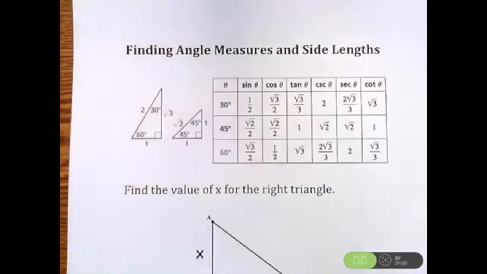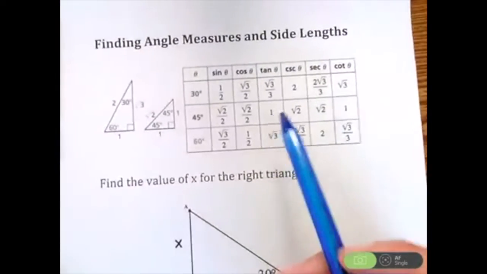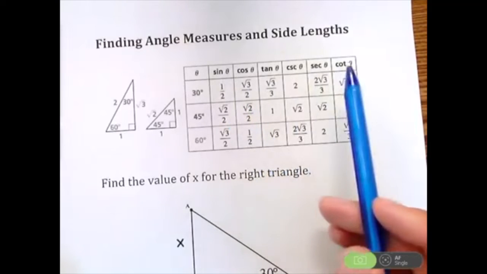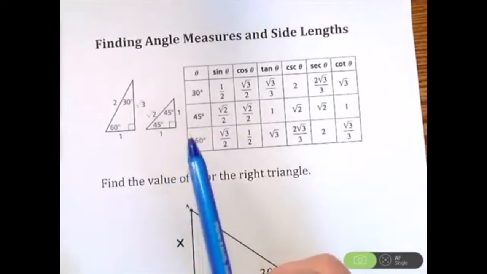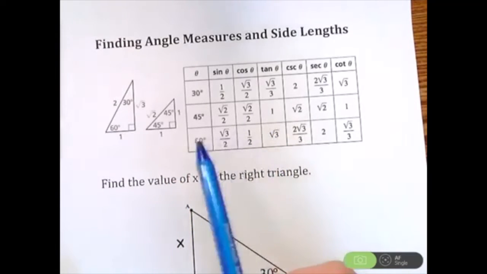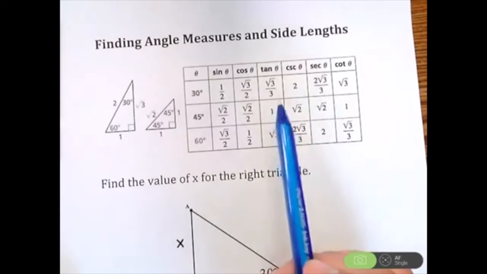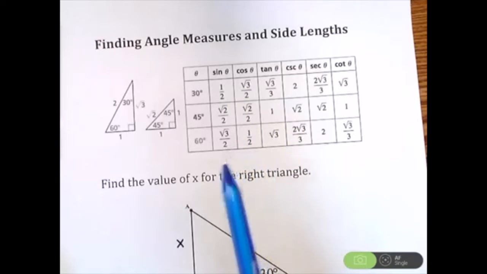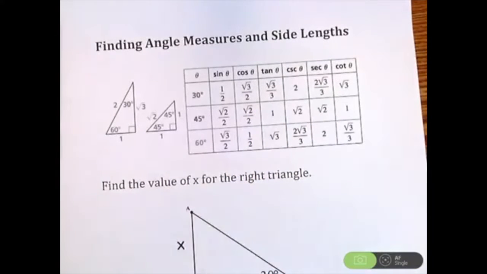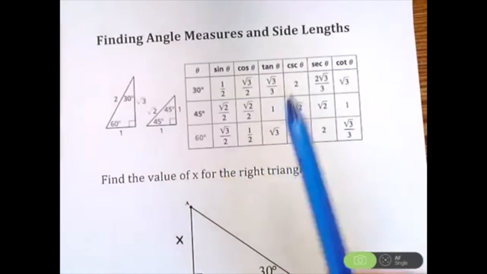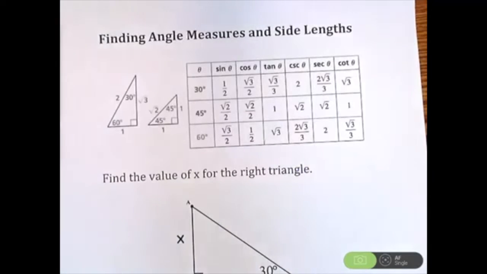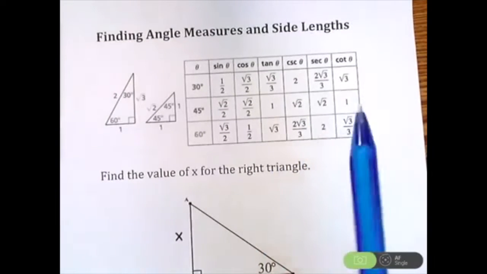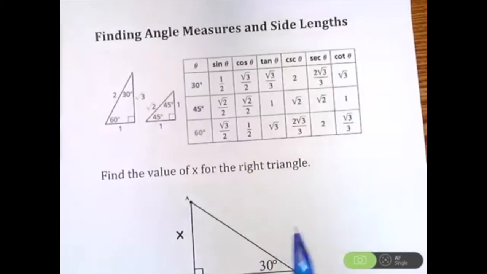And what we did in class is we filled in this table, which has all 6 trig functions for a 30-degree angle, a 45-degree angle, and a 60-degree angle. Not only did we figure out all 6, but some of these we simplified or rationalized the denominator, whatever we needed to do. So this is the final answers that we arrived at for this table. Now we're going to be able to use this to answer a few questions as well.